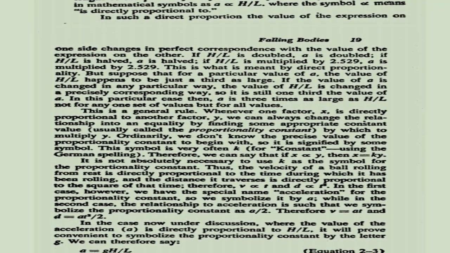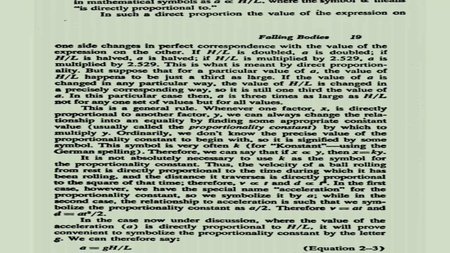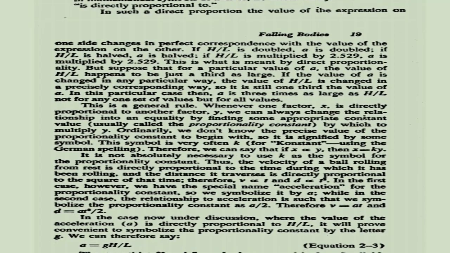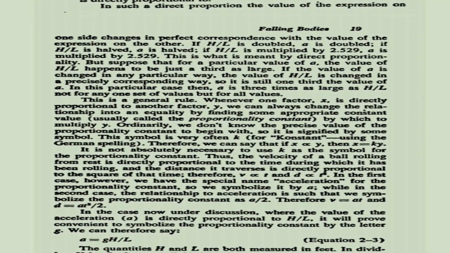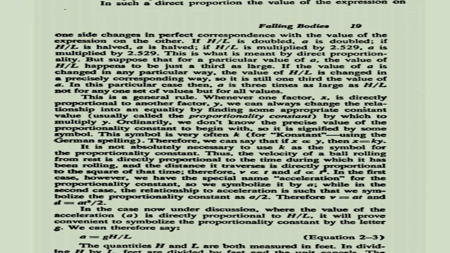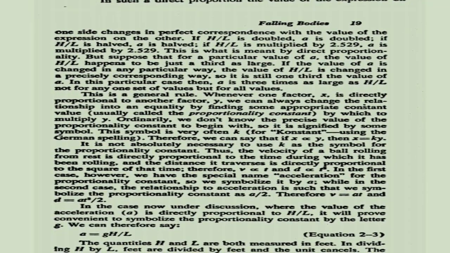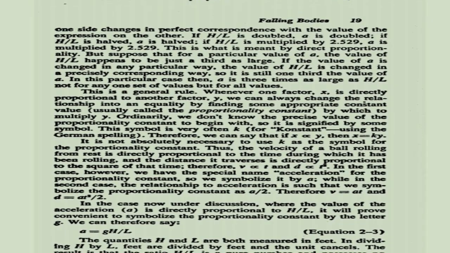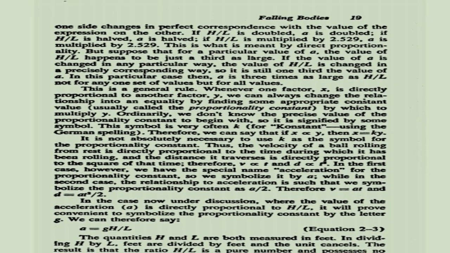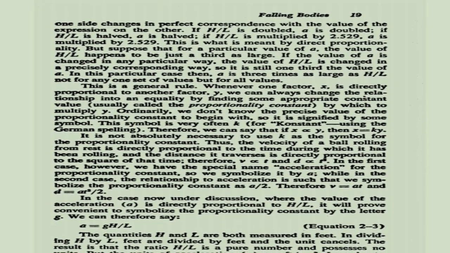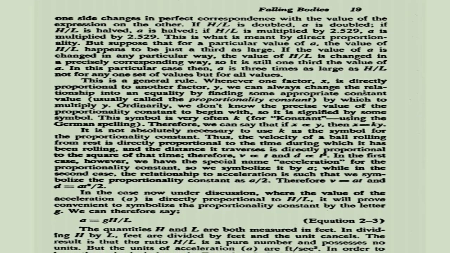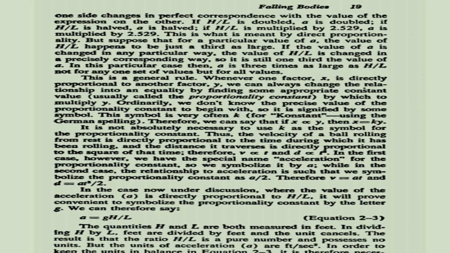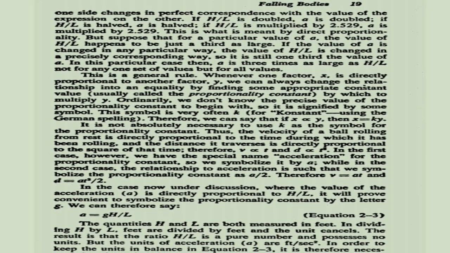In the case now under discussion, where the value of the acceleration, a, is directly proportional to height divided by length, it will prove convenient to symbolize the proportionality constant by the letter g. We can therefore say a equals g times height divided by length. Equation 2-3. The quantities, height and length, are both measured in feet.